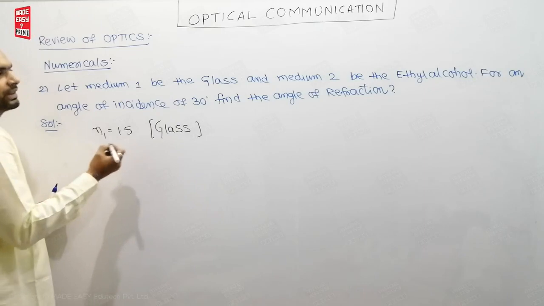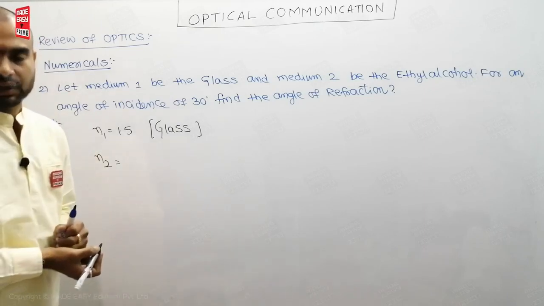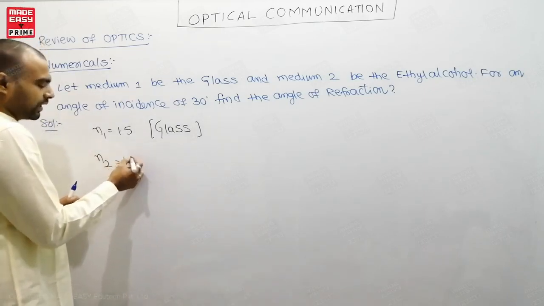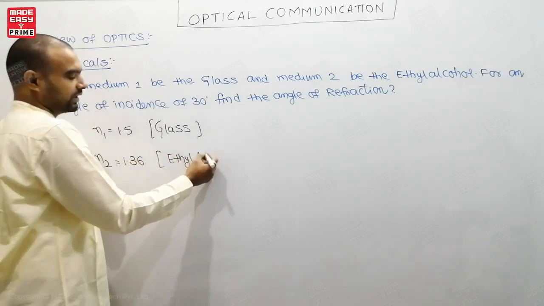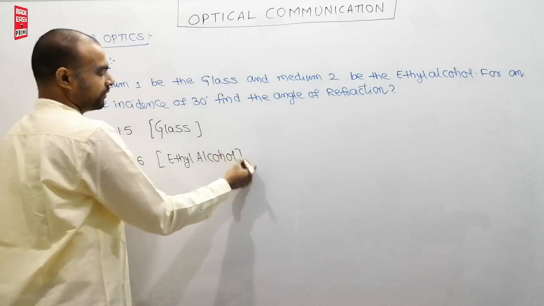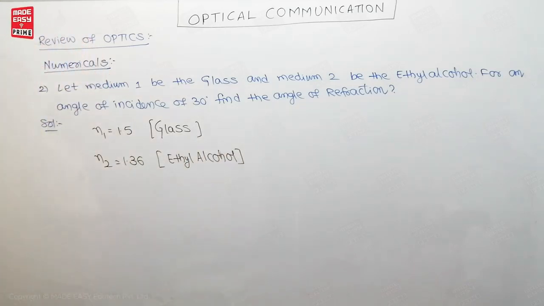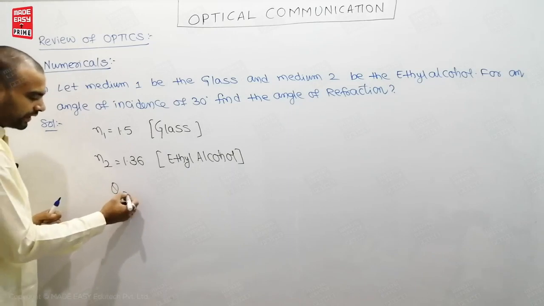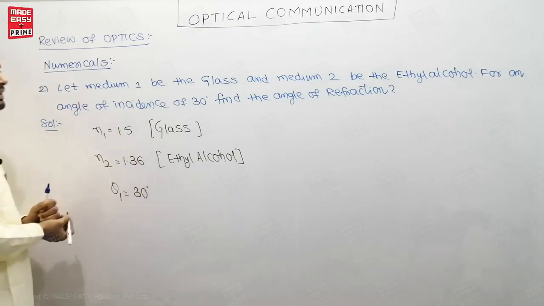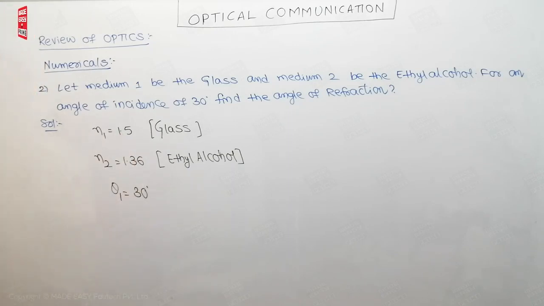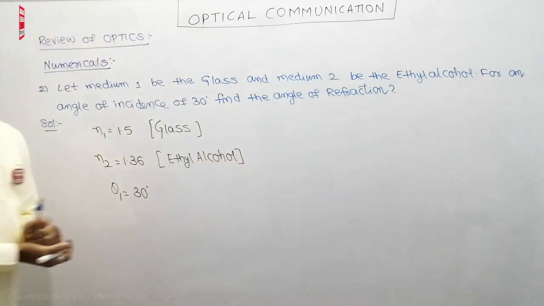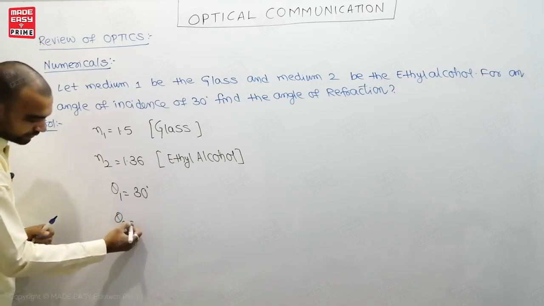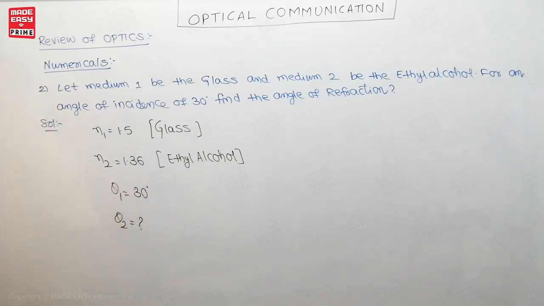And medium 2 is considered to be N2, which is ethyl alcohol. We already studied in the classroom that the refractive index of ethyl alcohol is 1.36. The angle of incidence is given: theta 1 is equal to 30 degrees. Find the angle of refraction. He was asking us to find theta 2. Theta 2 is equal to how much?